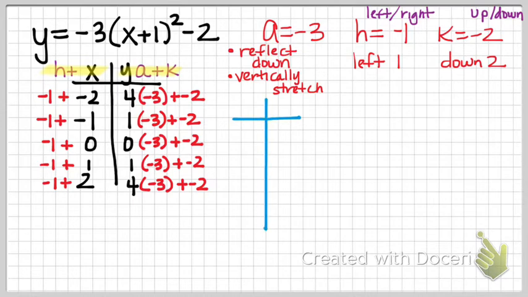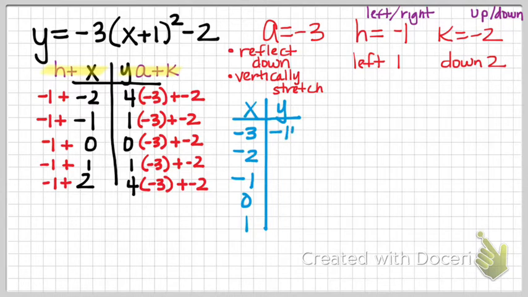So when you added the -1, your x value should have all just went down 1. And then for your y values, you have to multiply it by -3 and add -2. So for the first one, that would be what, -14?